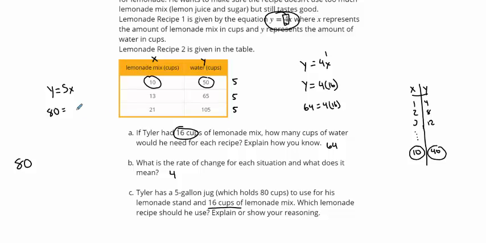80 cups of water is equal to 5 times 16. So for 16 cups of mix, we use 80 cups of water. Is that going to fit in an 80-gallon jug? Or 80-cup jug? Well, that's just going to hold the water, right? We won't have room for the 16 cups of mix. That is just enough to hold the water, right? This is the water. This is the mix.